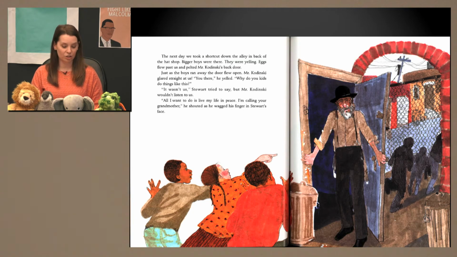The next day, we took a shortcut down the alley in back of the hat shop. Bigger boys were there. They were yelling. Eggs flew past us and pelted Mr. Kadinsky's back door. Just as the boys ran away, the door flew open. Mr. Kadinsky glared straight at us.